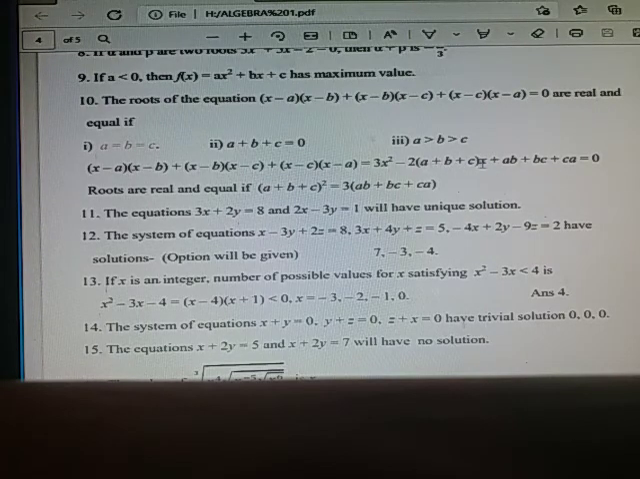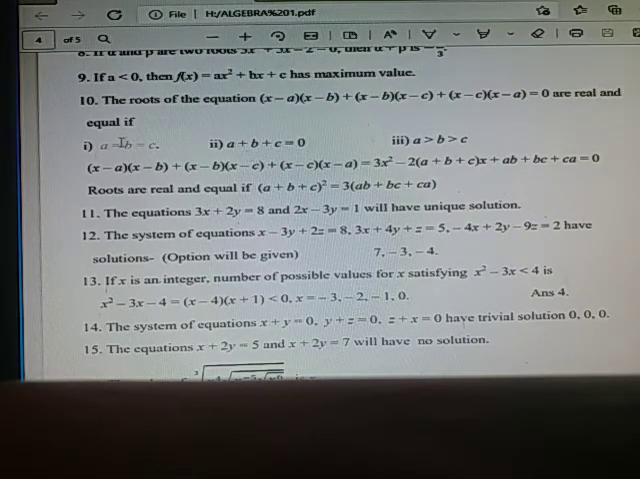Now a plus b plus c, we have ultimately b square is equal to 4ac. If the roots of the equation are real and equal, then b square minus 4ac equal to 0, the discriminant. So this is b square, b is here, minus 2 into (a plus b plus c). So b square is equal to 4ac, and after simplification you will have it. So this is equal to this, and this is the condition for real and equal. So a plus b plus c.